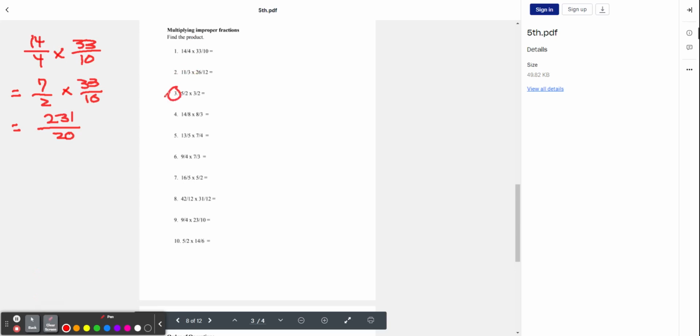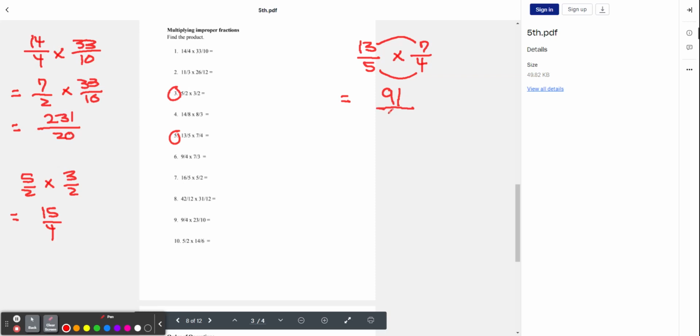Alright, let's try 3. 5 over 2 times 3 over 2. We multiply the numerators together and the denominators together. When we do that, we get 15 over 4. And that's it. Let's try 5. 13 over 5 times 7 over 4. Just like the last problem, multiply these together and these two together. When we do that, we get 91 over 20.